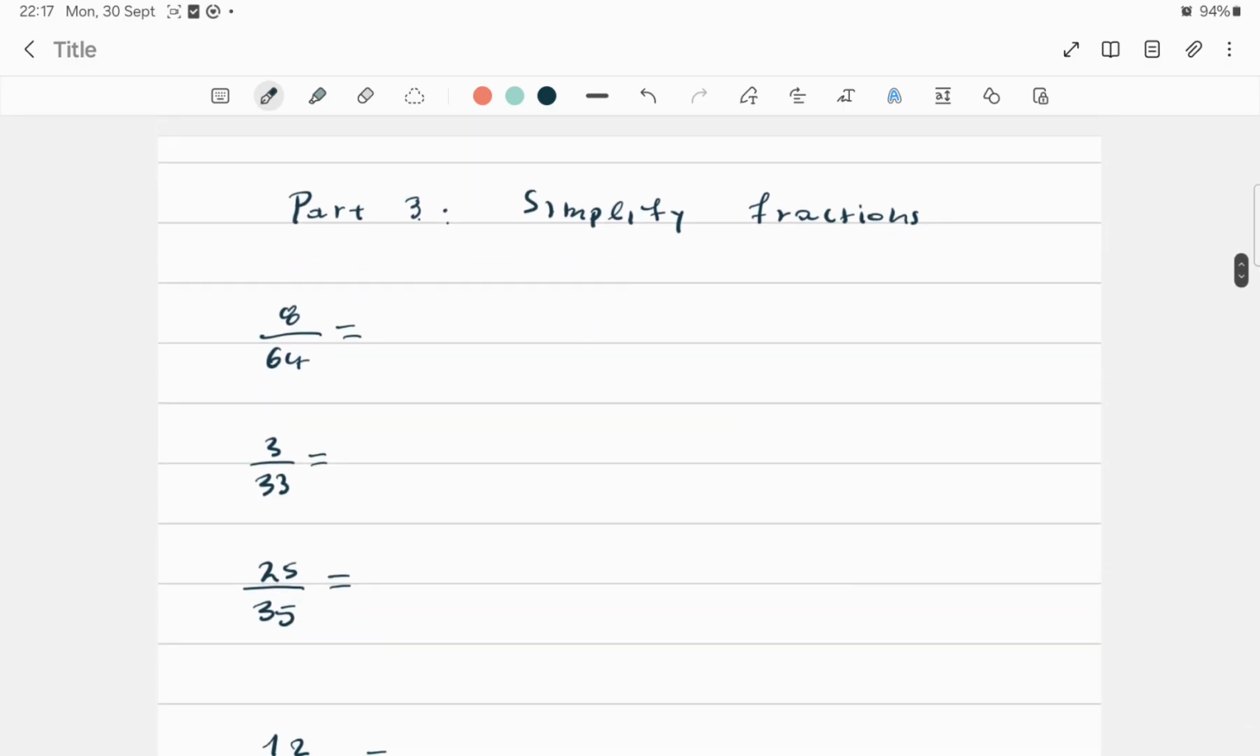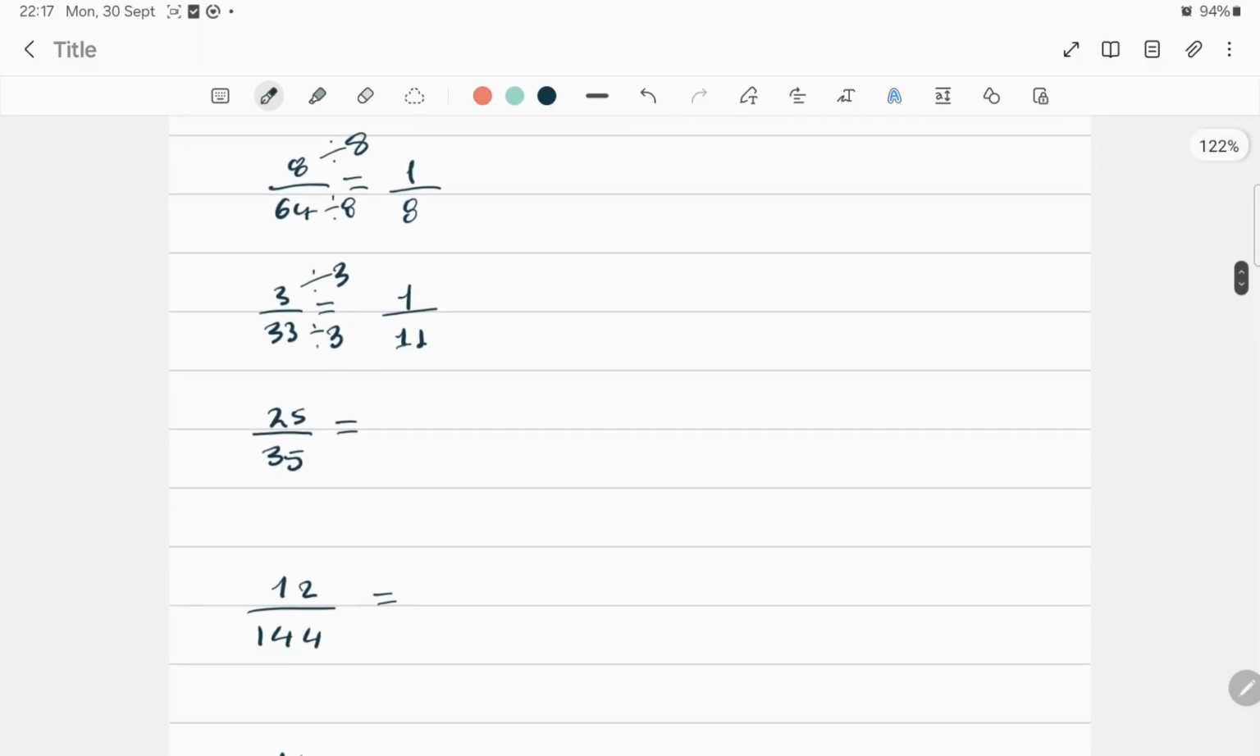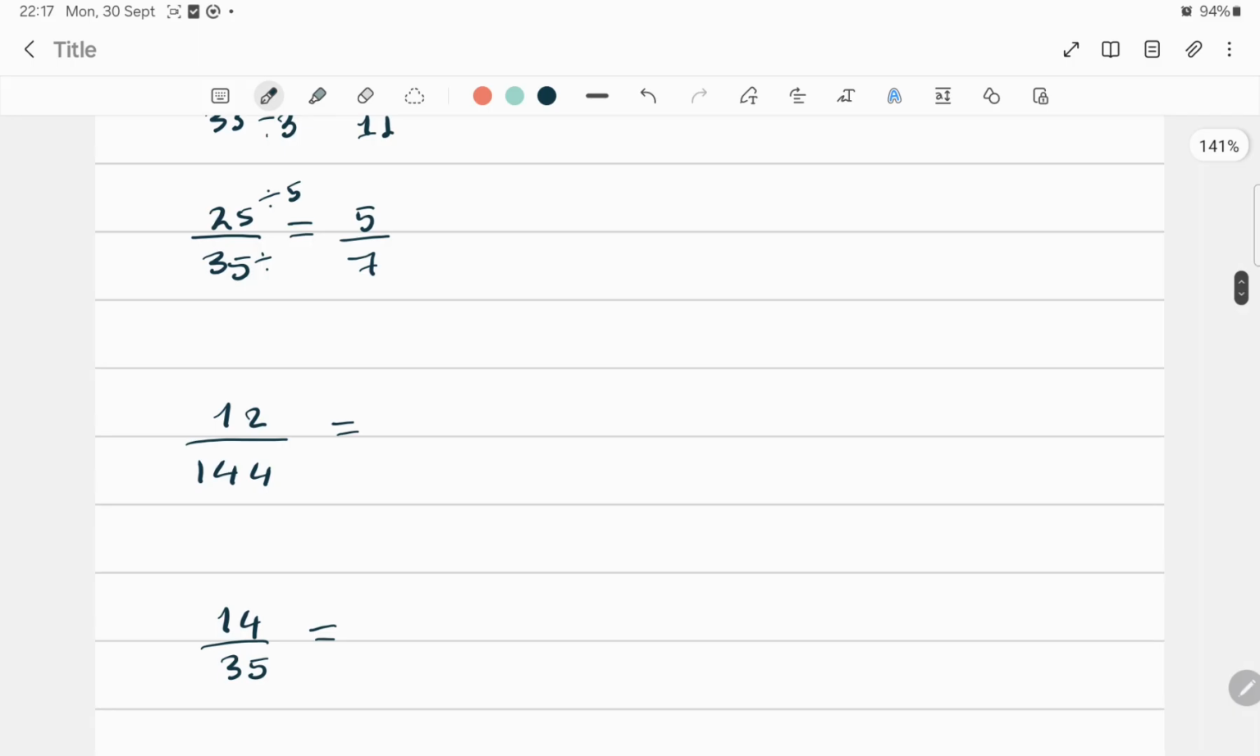Part 3, we need to simplify this fraction, so we need to find the biggest number that goes into both the numerator and denominator. So here we have to divide both of them by 8, and this is 1/8. Here we divide both of them by 3, and this is 1/11. 25/35, the biggest number that goes into both 25 and 35 is 5. So this is 5/7. The next one we can divide by 12, both of the numbers. It's 1/12 because 12 times 12 gives me 144.